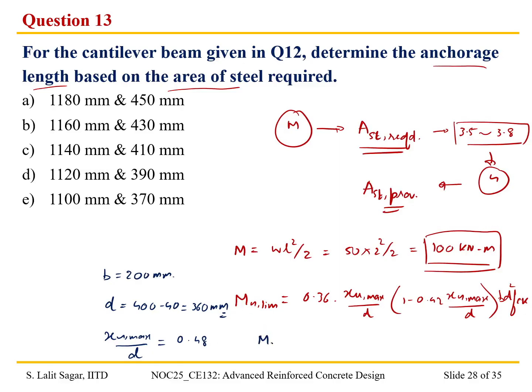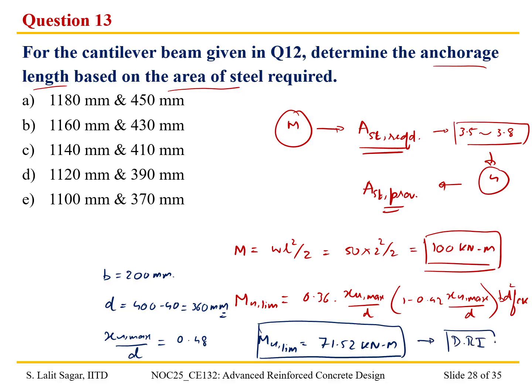So Mu lim here, that is the limiting moment of resistance, that is how much? 71.52 kilonewton meter. That is the Mu lim. So we need to design it as a doubly reinforced cross section, doubly reinforced. So how do we do that?